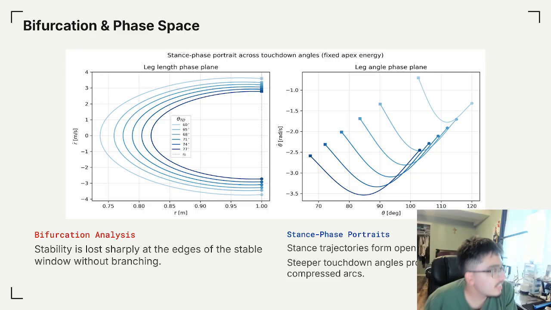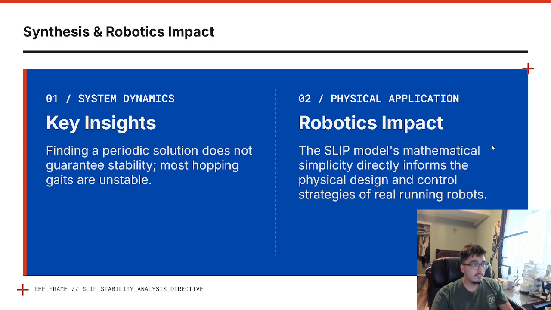Whereas for the stance phase portraits, the stance trajectories would form open arcs in phase space. You can see these big arcs. This was over different initial touchdown angles, but they would form these big arcs. And as we had steeper angles, that would produce shorter, less compressed arcs, where the leg is starting here, going here in phase space, and it has reached another stable point. So it's interesting to see how that relationship changed as you modified that touchdown angle.